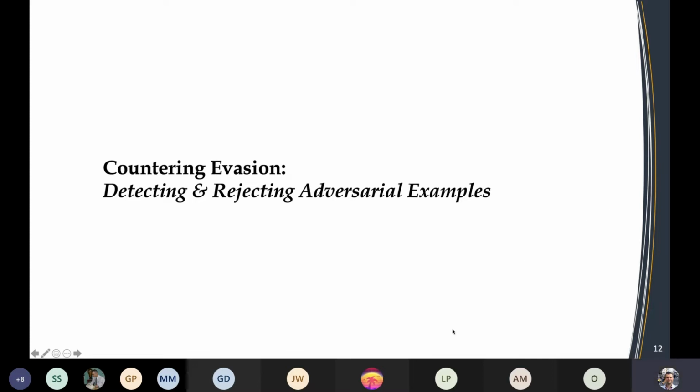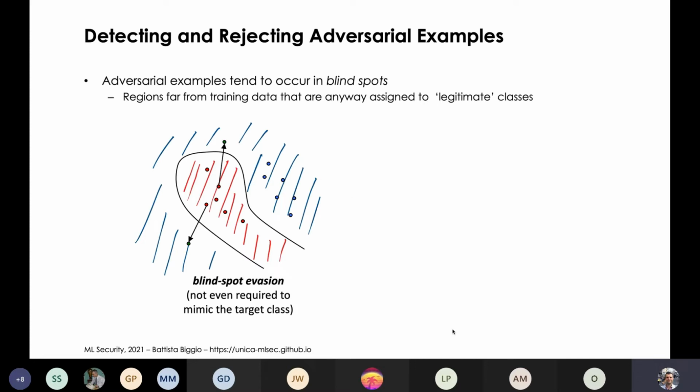Okay, so that was, let's say, a quick overview of adversarial training. Then we will see a bit more when we focus on state-of-the-art defenses later. But I just want to give a sketch of this other idea of detecting and rejecting adversarial examples, which is, let's say, the other family of defenses which are promising against adversarial examples.